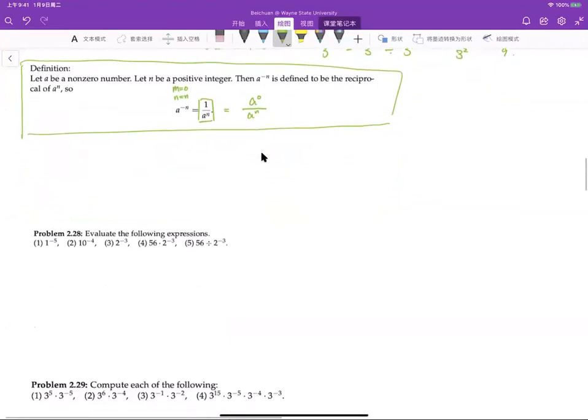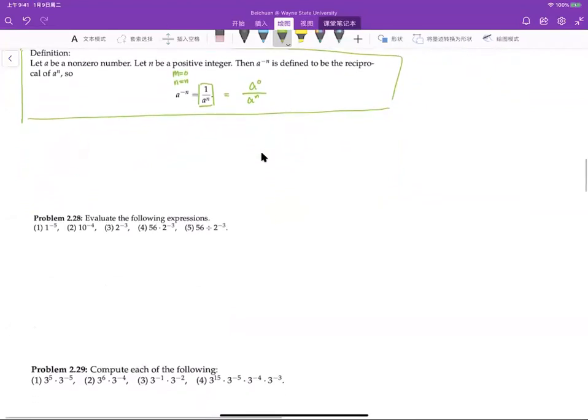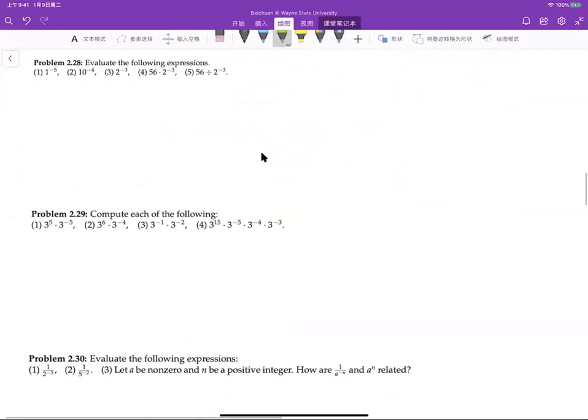Any questions so far? No? All right. Then, does anyone want to do 2.28? In this case, we just want to practice the definition. Or if you just want to do one of them, that's fine. Anyone want to do 2.28, number 1? Okay, go ahead.